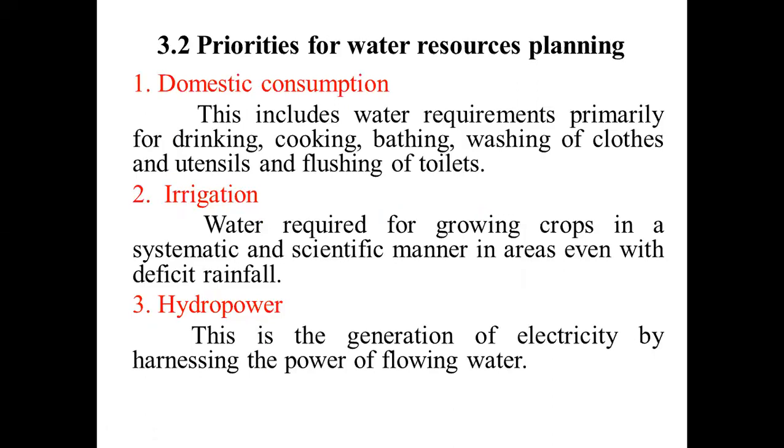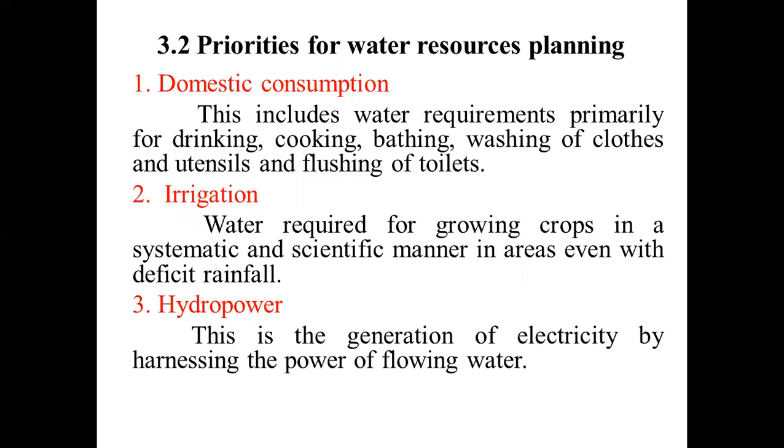Okay, then let us check the priorities of water resource planning. Why is there a need for water resource planning, and what are the different uses of this water resource? The first use is domestic consumption. We have already known this: it's for drinking, cooking, bathing, washing of clothes and utensils, and flushing of toilets.